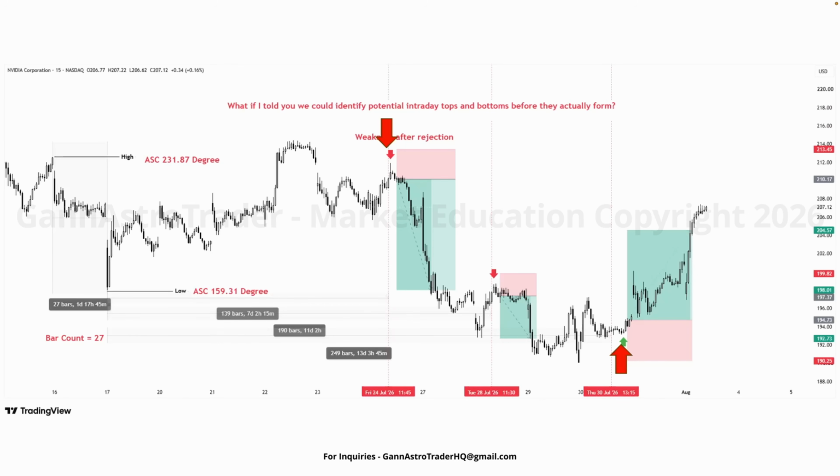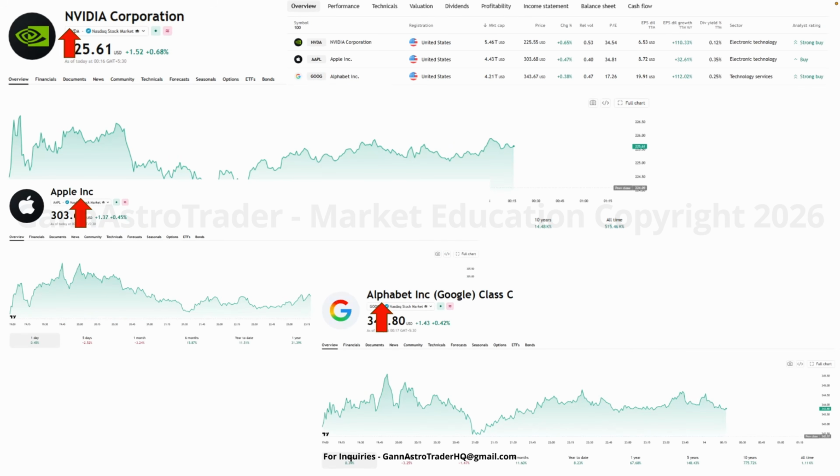Nearly a century ago, Gann claimed that time could reveal market turning points before price confirmed them. What if that same principle could help identify potential intraday tops and bottoms in today's market conditions? These are the current top 3 companies by market capitalization: NVIDIA, Apple, and Alphabet.